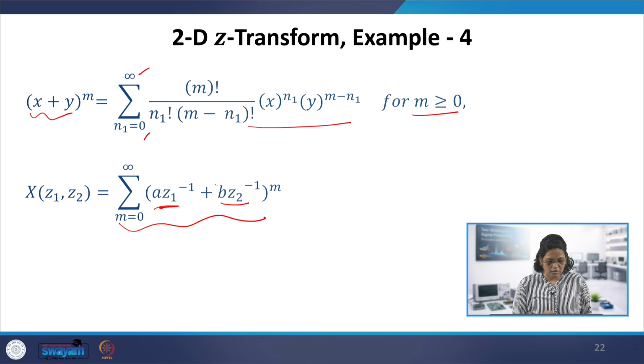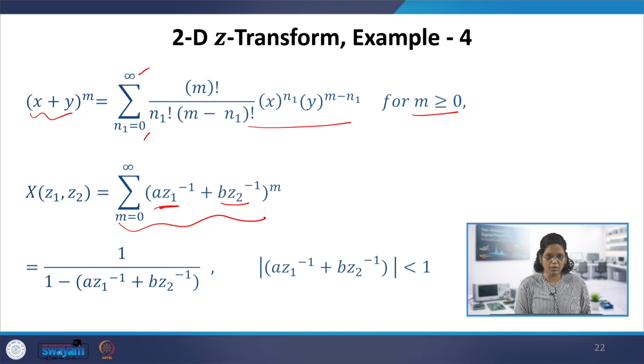In this case, this is a Z transform we are going to take. So if the whole thing within the bracket is less than 1, then we can write this as 1 by 1 minus (a z1 power minus 1 plus b z2 power minus 1). So the ROC is obtained from the condition a z1 power minus 1 plus b z2 power minus 1 less than 1.